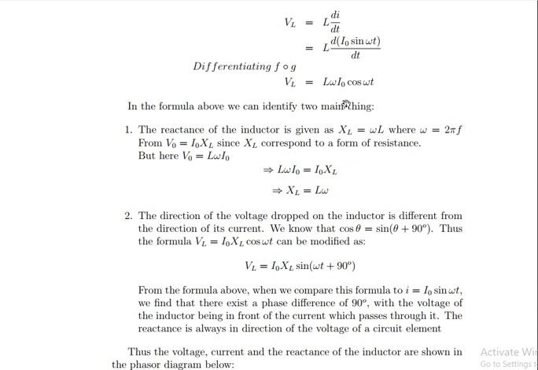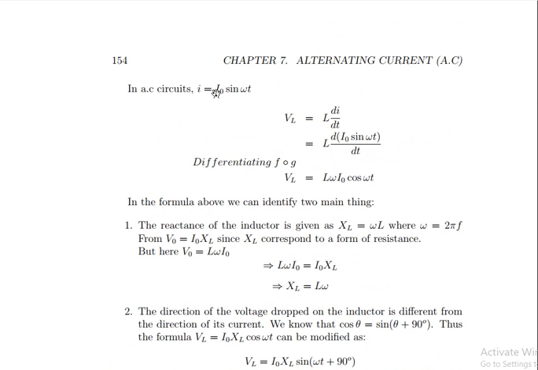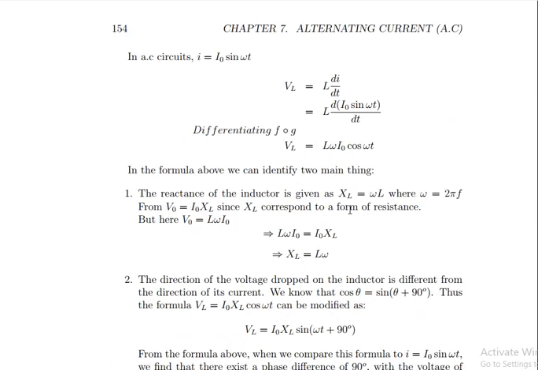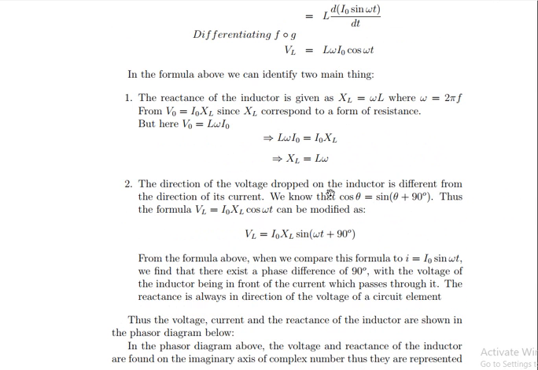Now we see that in this case, the current is written with sine omega t, while the voltage is written with cos omega t. So the phase of the current and the voltage are going to be different, because we know that cos theta in mathematics is equal to sine of theta plus 90 degrees. Since cos theta is sine of theta plus 90 degrees, we can substitute here in this equation.